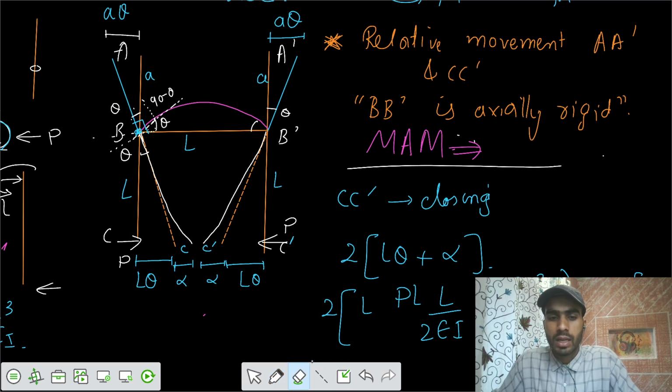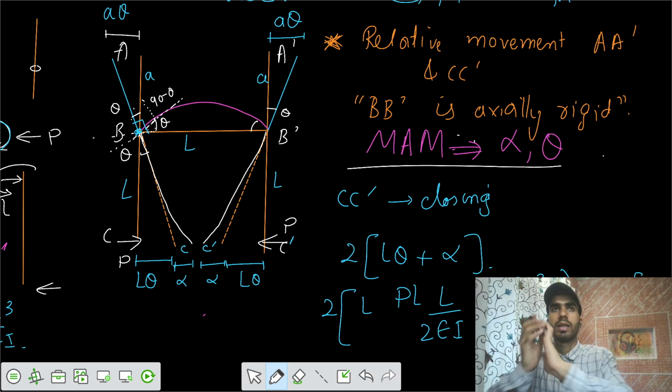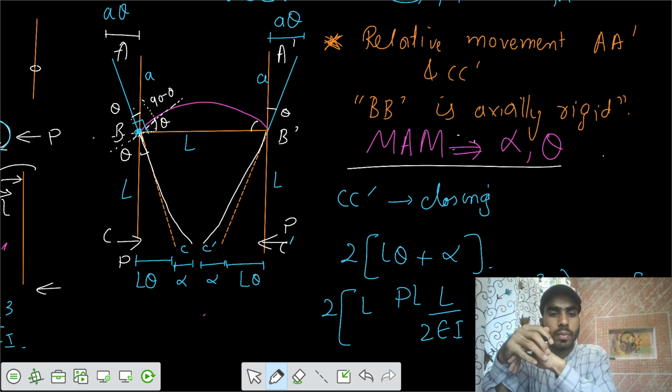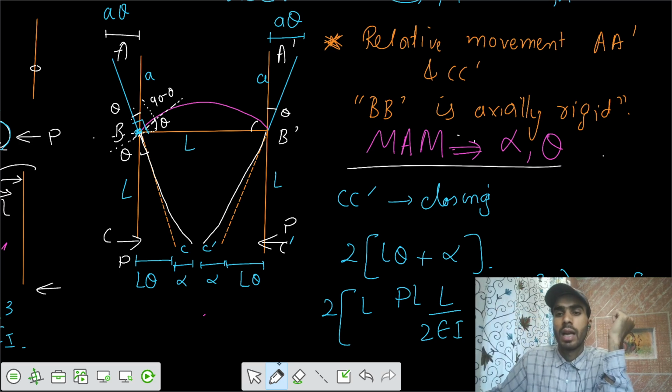You can get the value of alpha, and you can get the value of theta by using the moment area method. The rest of the deflection values are the same. Relative moment would be the same between A and A dash and C and C dash. You just need to find how you can get the value of alpha using the moment area method, and how you can get the value of theta using the moment area method. So we can get the alpha value by using moment area method theorem 2, and this one by theorem 1.